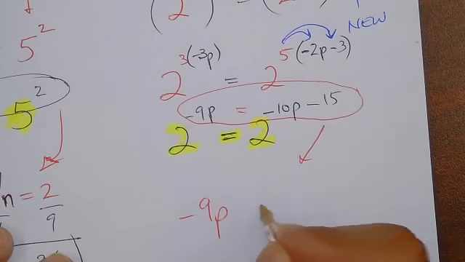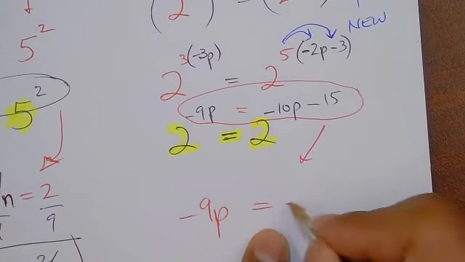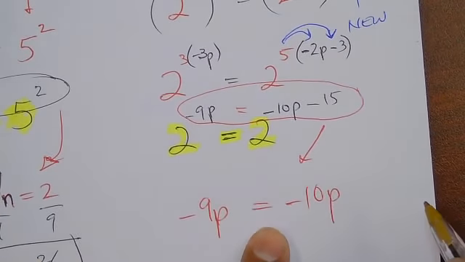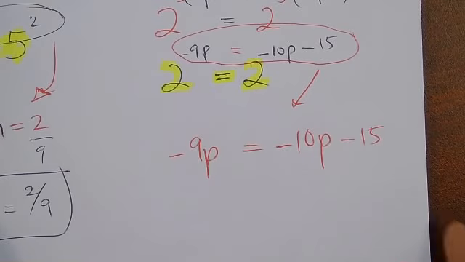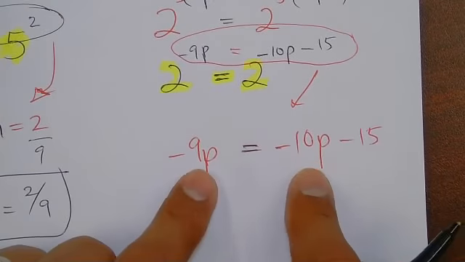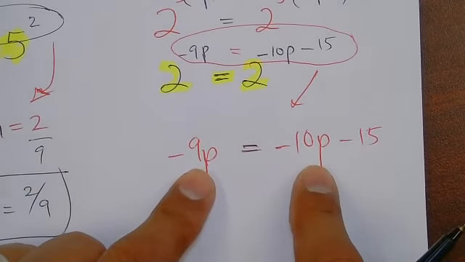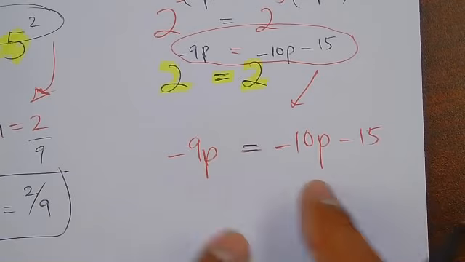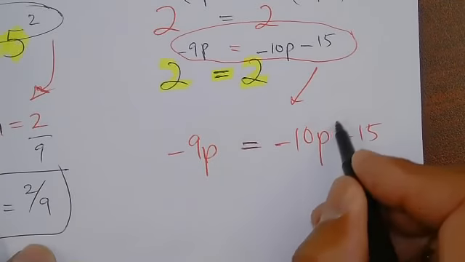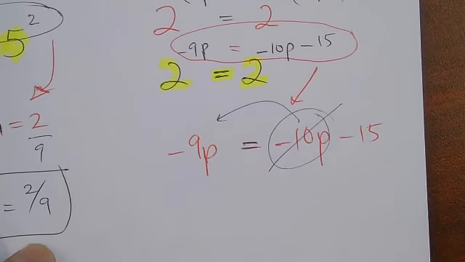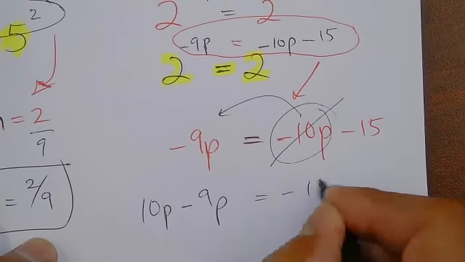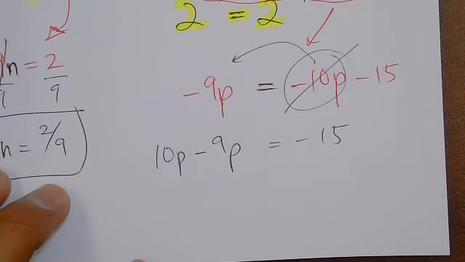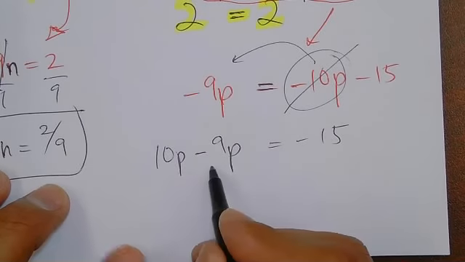These are equal to each other. Now we put these equal to each other. We're gonna solve negative 9p equal to negative 10p minus 15. Oh, we're gonna be done in one step. How are we going to solve this? How do you solve it when you got variables on both sides? I don't want variables on both sides. Well, let's move everything to one side? No. Well, since the number's over here, does everybody agree I'm going to move this one over here? So that's going to be a positive 10p minus 9p equals negative 15.